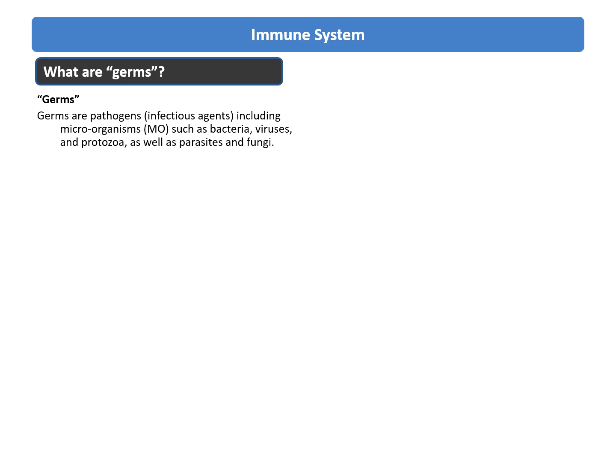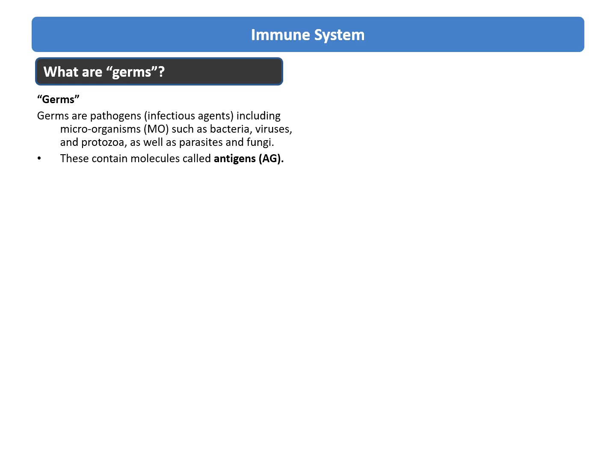Part B, what are germs? Notice we've been referring to germs in quotation marks because the term is a layman's term, a general term. Germs are pathogens or infectious agents. They include microorganisms such as bacteria, viruses, and protozoa, as well as parasites and fungi.